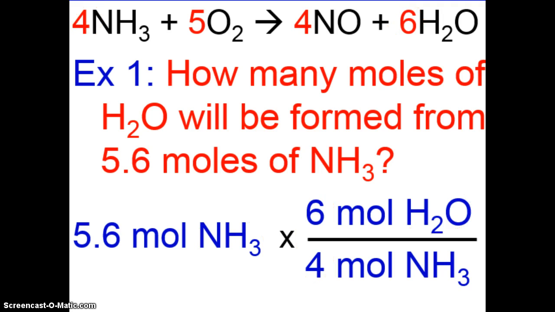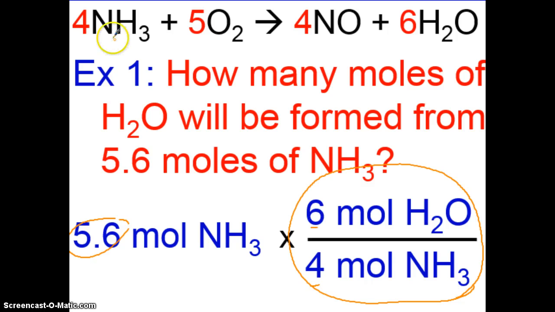So, of course, that means to get our answer, we would take the 5.6 times 6 divided by 4. And so really the only new thing that we're doing in this chapter is that magic step. It's very strange to see moles on top of moles, but that is so that we can change from one chemical to the other.